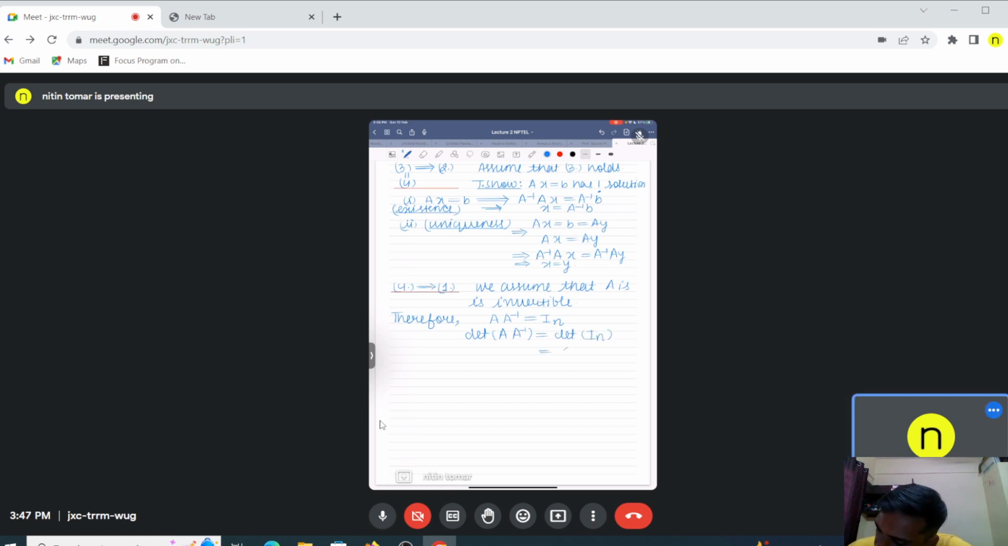Exactly. And what is determinant of AB? It is determinant of A times determinant of A inverse, right? You know this. Now, see, if determinant of A is 0, then LHS will be 0, correct? So, can I say from here determinant of A is not 0? See, determinant of A times something is 1, so that determinant of A cannot be 0, correct? Yes, exactly.